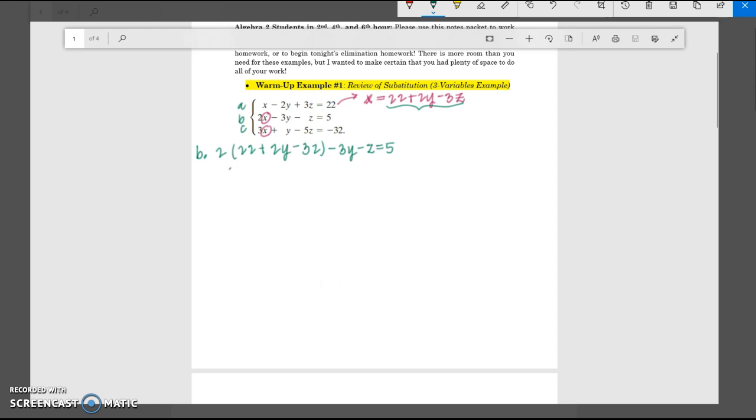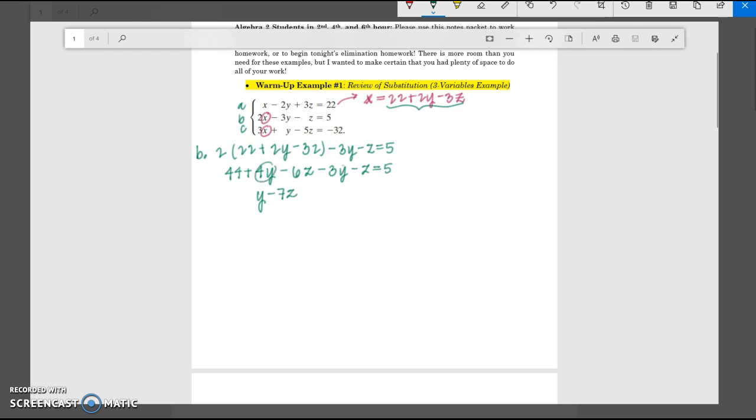So when I multiply the 2 in, this will become 44 plus the 2 times 2y becomes 4y, and then the 2 times minus 3z is going to become minus 6z. Then I have minus 3y minus z that were already there, and that's all equal to 5. From there, I just want to combine like terms. So I have a 4y and a minus 3y, so that means I'm going to have 1y. And then I have a minus 6z and minus 1 more z, so this will become minus 7z.